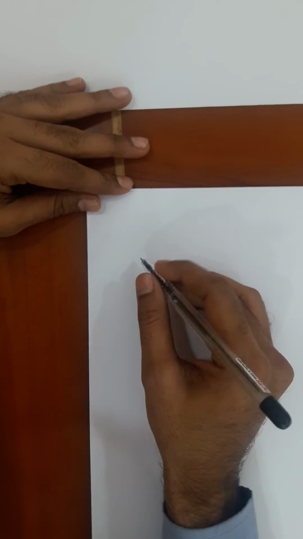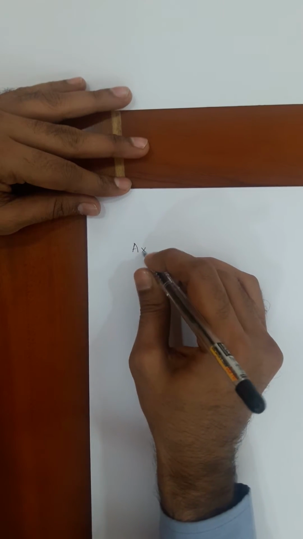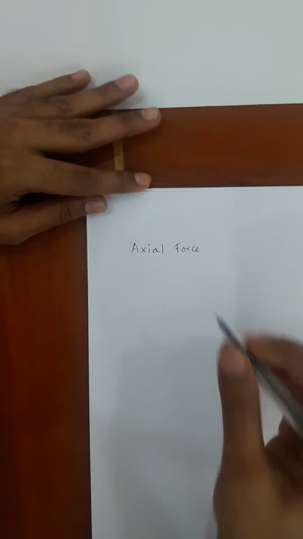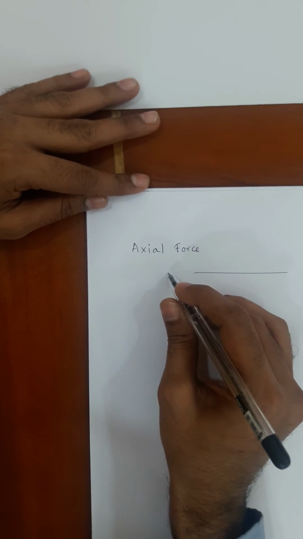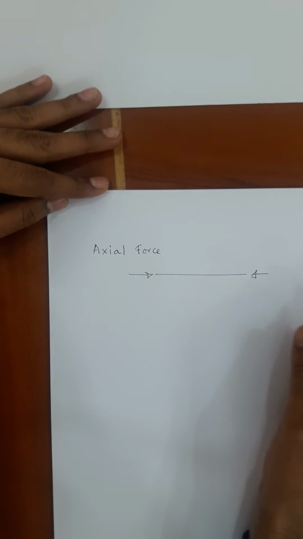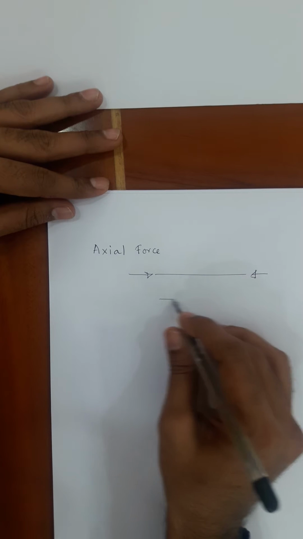So first we will talk about axial force. Axial force is always along the member, or we can say parallel to the member.